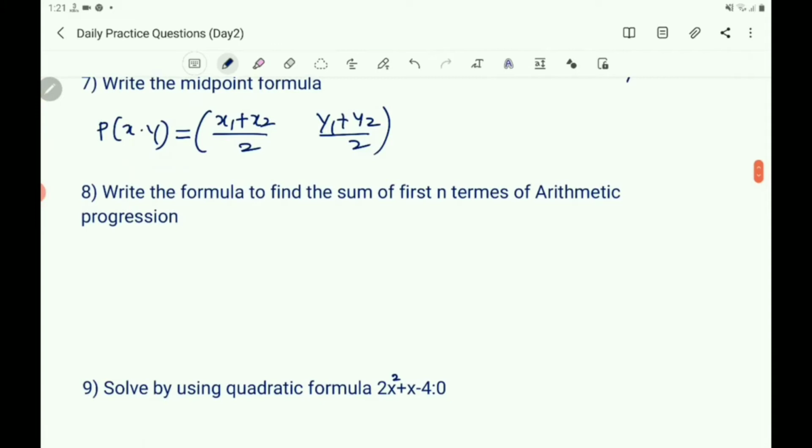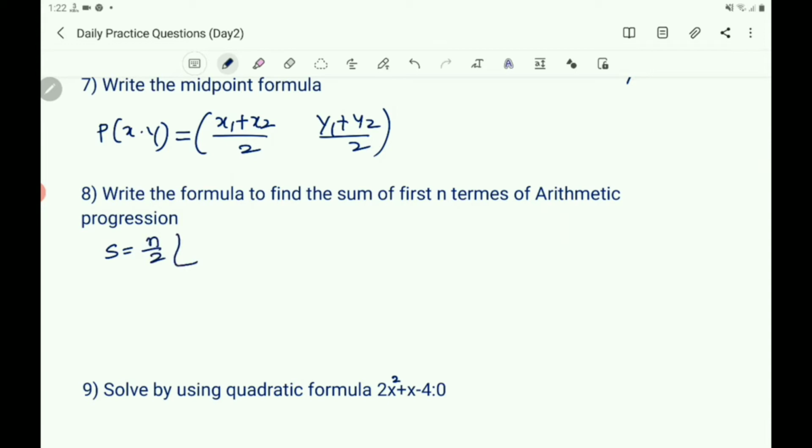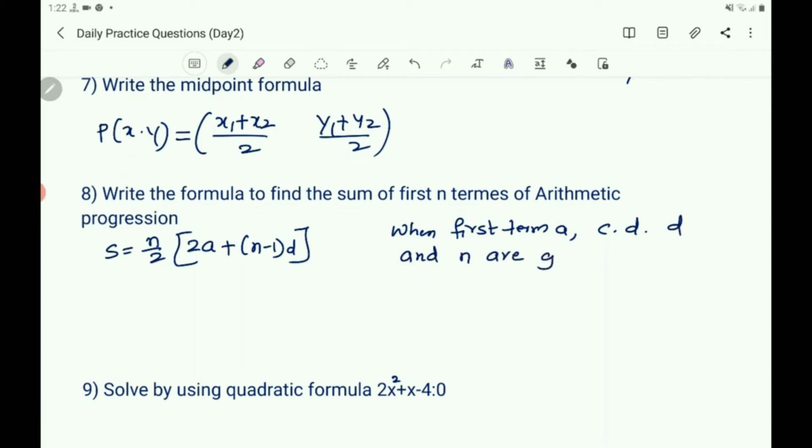Then you write the formula to find the sum of first n terms of arithmetic progression. What is the formula to find the sum of first n terms of arithmetic progression? That is S equals, two formulas are there. S equals n by 2 into 2a plus n minus 1 into d, when first term a, common difference d, in short you write CD, d and n are given, number of terms n are given.